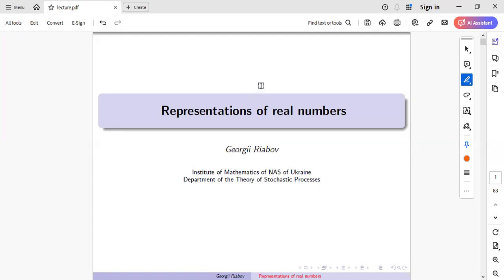Dear participants of the mathematical festival, in this lecture, I will explain the solution to problem 3. But before this, I will talk a little about representations of real numbers, because this is actually the topic of the problem.